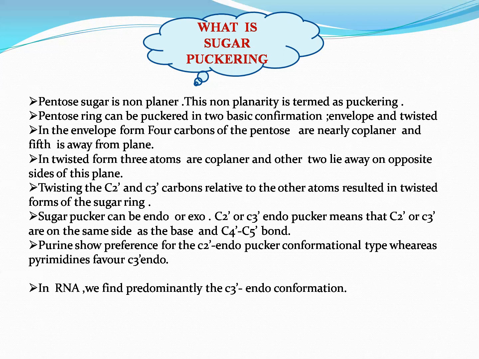Purines show preference for the C2' endo pucker conformational type, whereas the pyrimidines favor the C3' endo. Friends, here we are saying that preference of structure means that one is stable in it. Purines and pyrimidines establish their structure in different forms. If the structure gets stable, they will prefer that structure. It may be endo, it may be exo. Purines show preference for the C2' endo pucker conformational type, whereas the pyrimidines favor the C3' endo. In RNA, we find predominantly the C3' endo conformation.